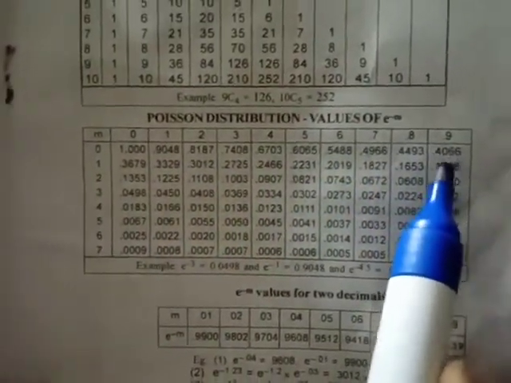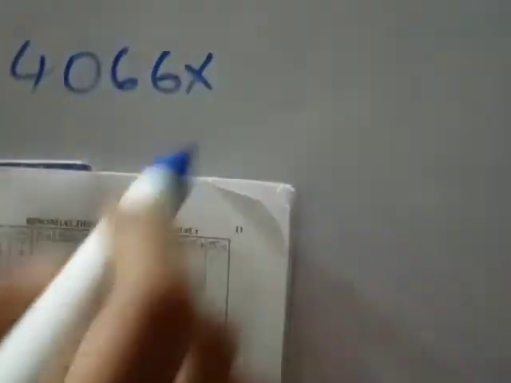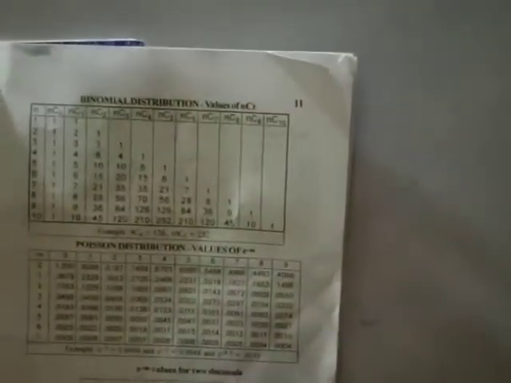e raised to minus 0.9, what is it? It is 0.4066. And what is e raised to minus 0.09? It is given in the second table. It is 0.9139. So multiply these two.